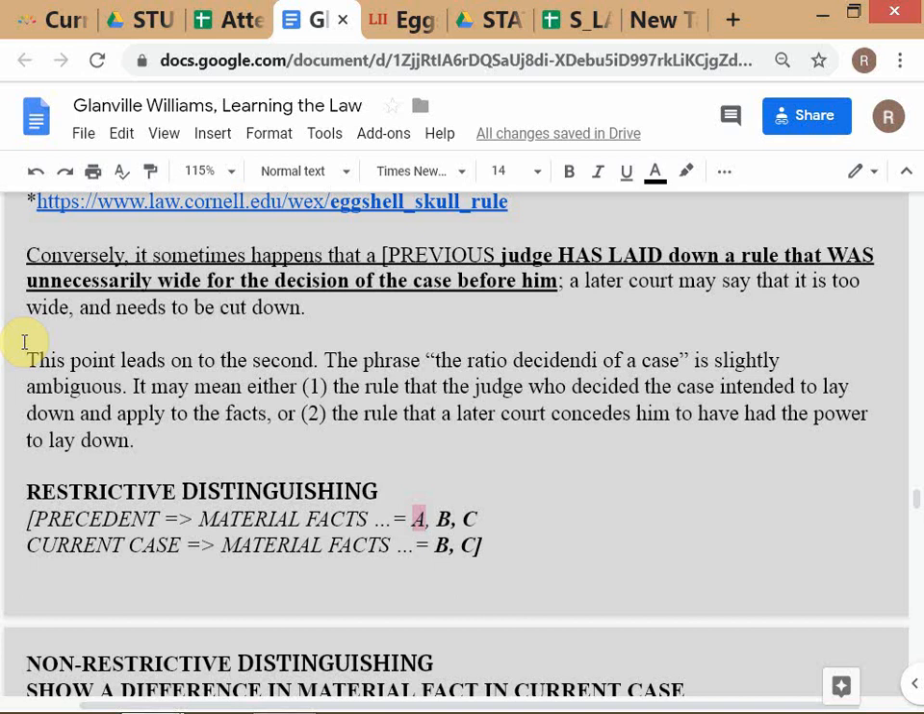So we are using this story to illustrate to you what is meant by restrictive distinguishing, where you are saying that the previous judgment cited for your current case has a ratio whose scope and width is too much. The ratio was incorrectly framed because the judge failed to see. This is where you see the theoretical point.